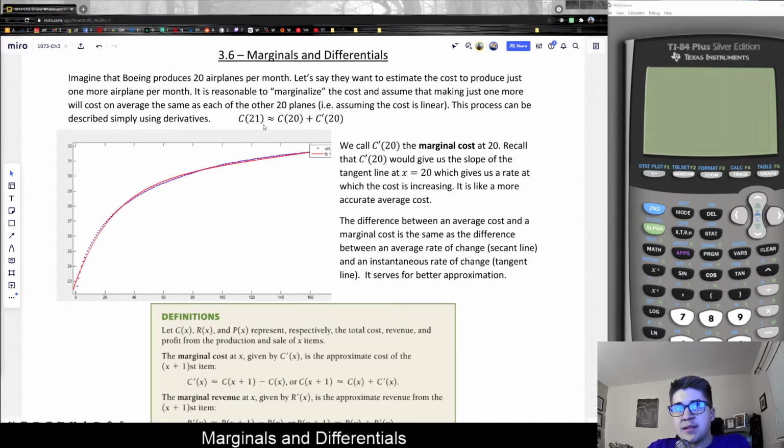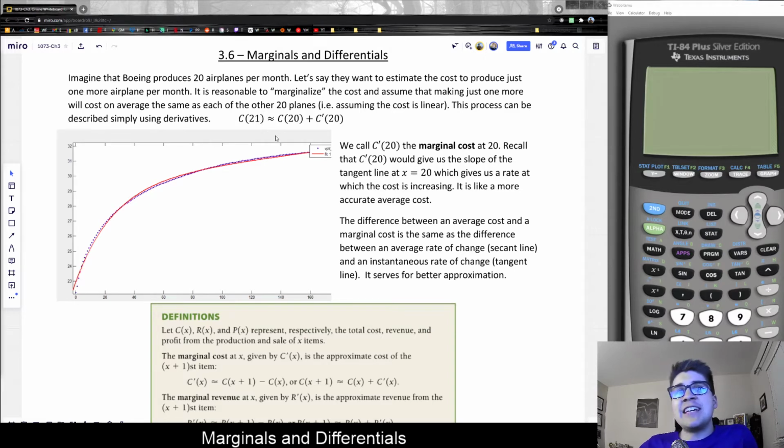A lot of times with businesses, especially with such expensive items, they wouldn't have huge changes in the amount that they're producing. And obviously, you could use the idea of marginalization to do more than just one, but it's usually more accurate when you just marginalize to one item.